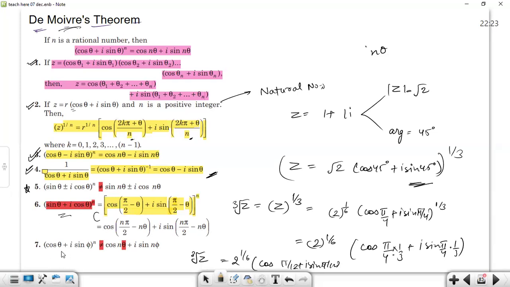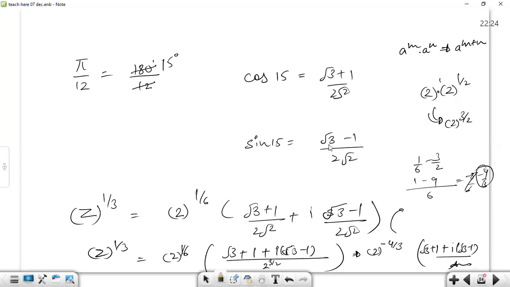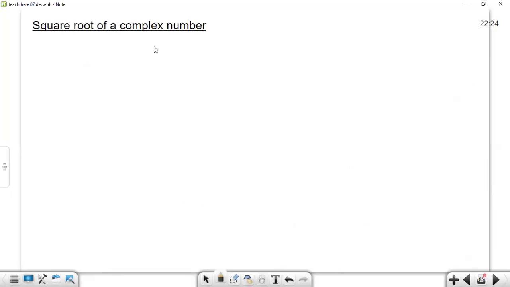Next property: if there are different angles, the property will not work. Let's move ahead and discuss the next topic, which is finding the square root of a complex number. If we are able to find the polar form of any complex number, then it will be very convenient for us to find the square root.